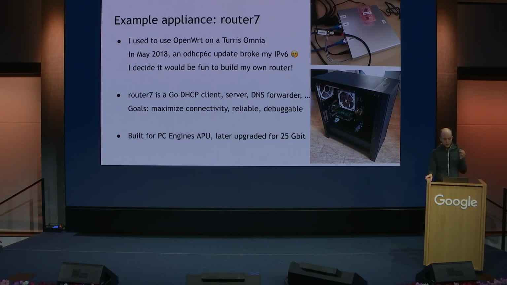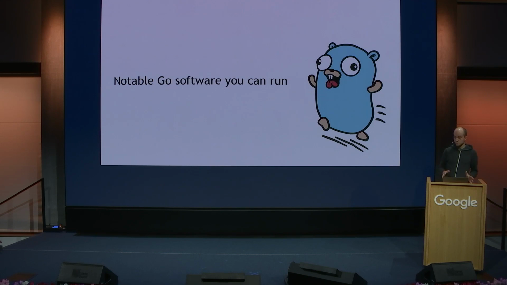As I mentioned before, gokrazy supports running on a PC, and this is the reason why. This whole system was built on a PC Engines APU, which is the device you see in the top right. And later, when I upgraded my internet connection to 25 gigabits, I needed to move to something beefier. So that's the PC that you see on the bottom right, and that's when we added UEFI support to gokrazy. All right, so these are just a couple of examples. There are more examples also on the gokrazy website.